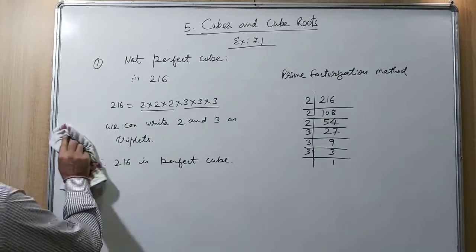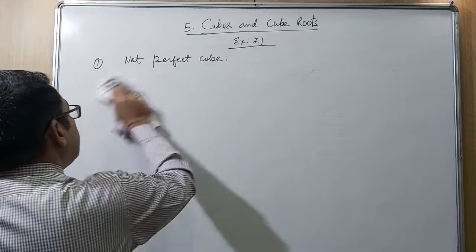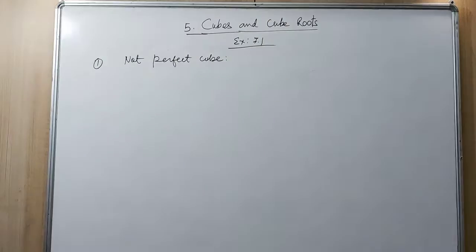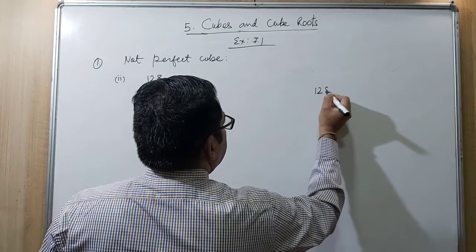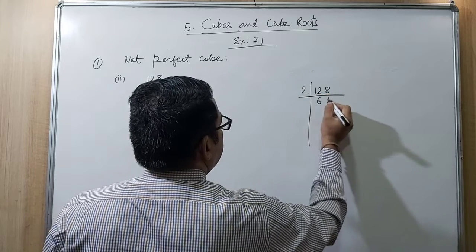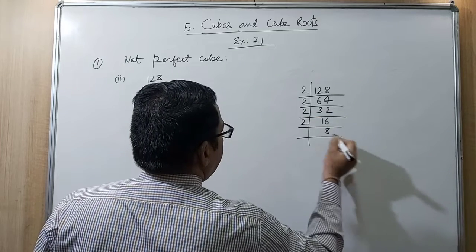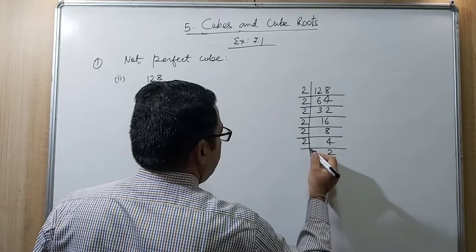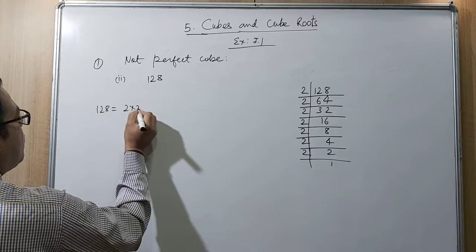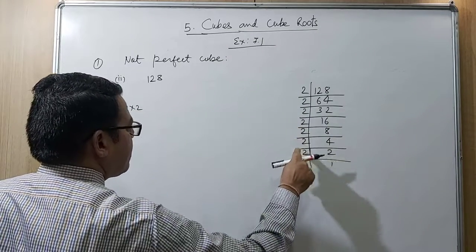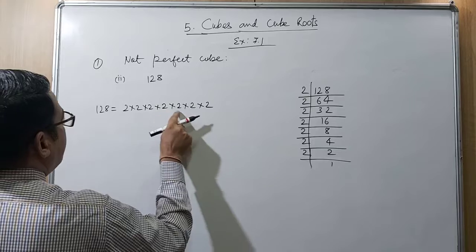So next example, 128 is given there. Let's check whether 128 is a perfect cube or not. So the second part is 128. Let's check it. Take the factors of 128: by 2, 64 times; by 2, 32 times; by 2, 16 times; by 2, 8 times; by 2, 4 times; by 2, 2 times; and by 2, 1 time. So we can write factors of 128 as 2 into 2 how many times? 1 2 3 4 5 6 7 times.